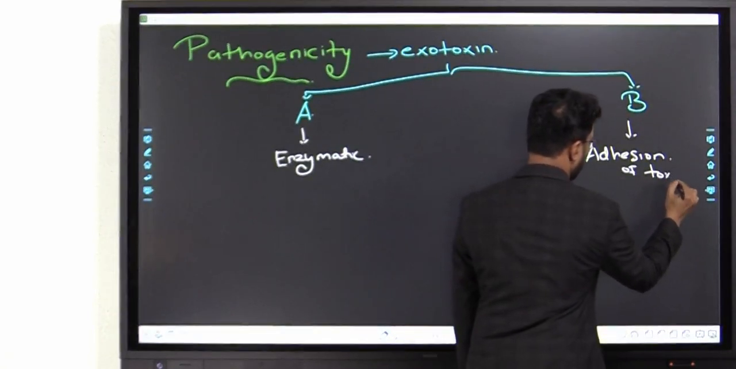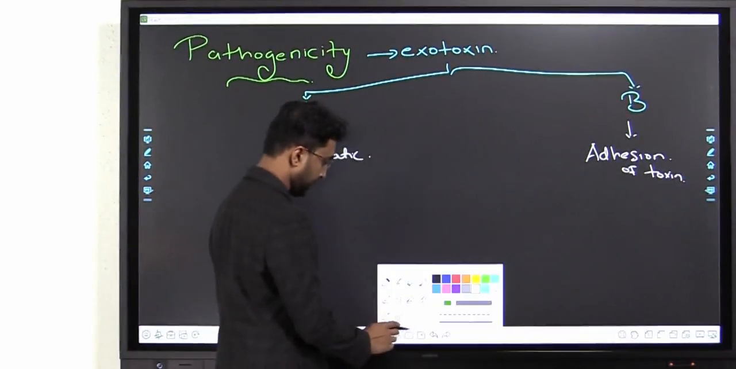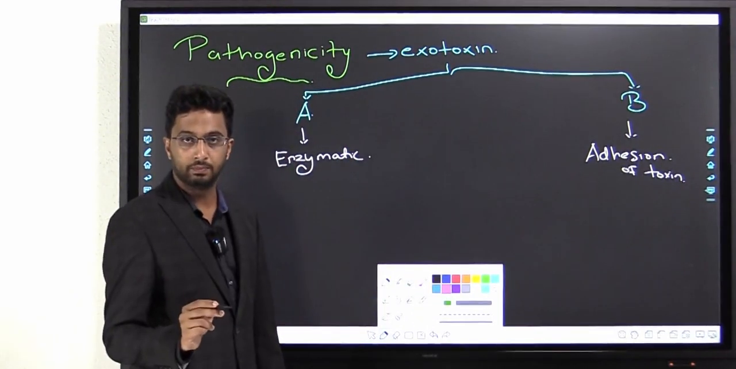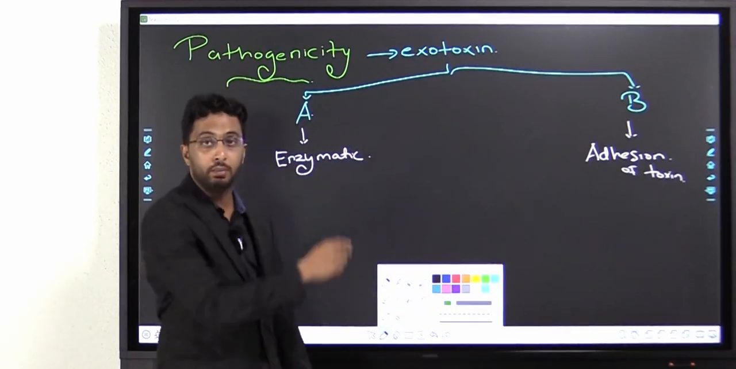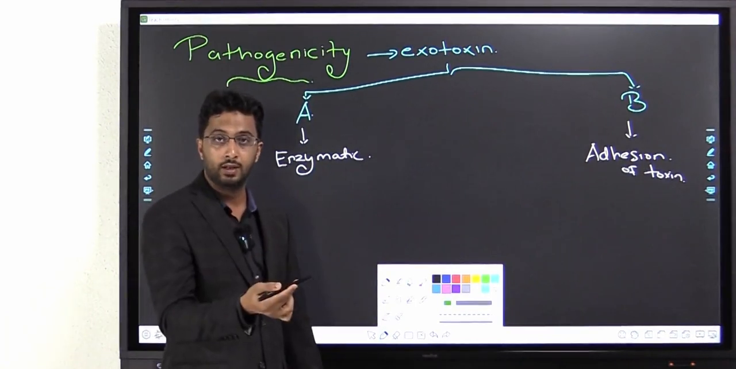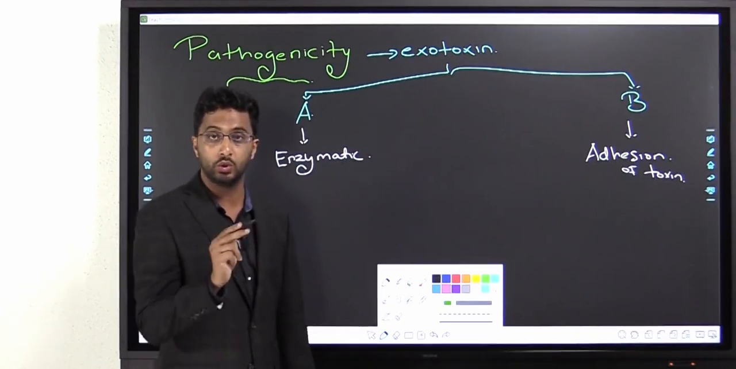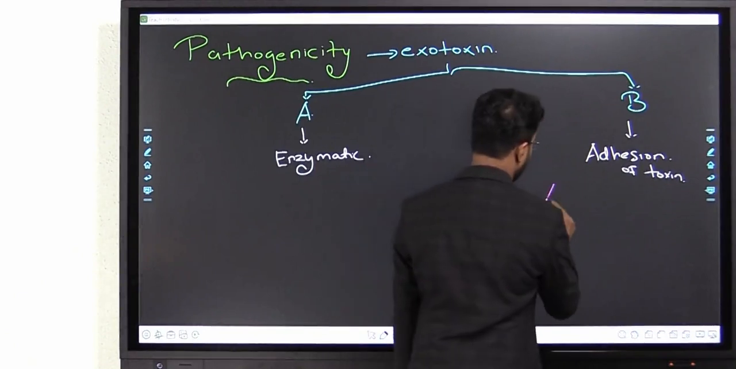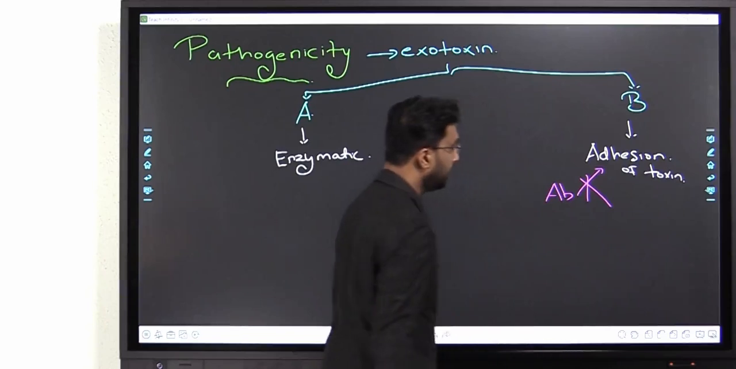Now, let me just tell you a little on this first. Why is adhesion important? If you can find a mechanism which prevents this adhesion, the action of the toxin can be prevented, even though it has an enzymatic activity. So it's much easier to treat the disease if you can prevent the adhesion of the toxin to the cell. So what antibodies or antitoxin usually do is inhibit this adhesion.